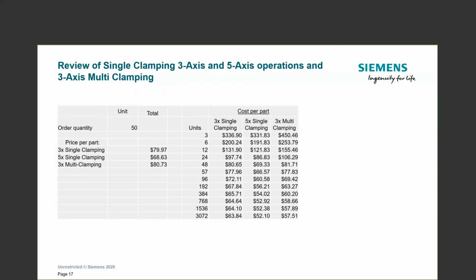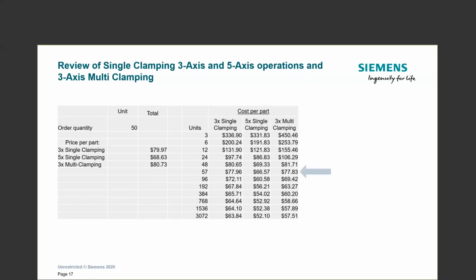So upon closer inspection, I had briefly omitted this, but we actually found out that at an order quantity of 57 units, that's where the 3-axis multi-clamping becomes more cost-effective than the 3-axis single clamping, which, if you think about it, is pretty significant. 57 units is, you know. Yeah, I mean, it's a decent production. It's a decent amount.